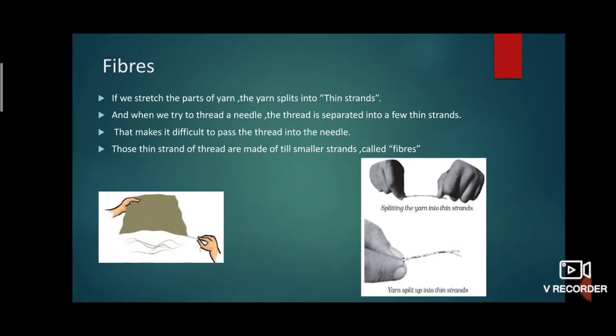Then the next point is, when we try to thread a needle, the thread is separated into a few thin strands. That makes it difficult to pass the thread into the needle. Those thin strands of thread are made of still smaller strands called fiber. You see these small strands are present. We call those small strands fiber.